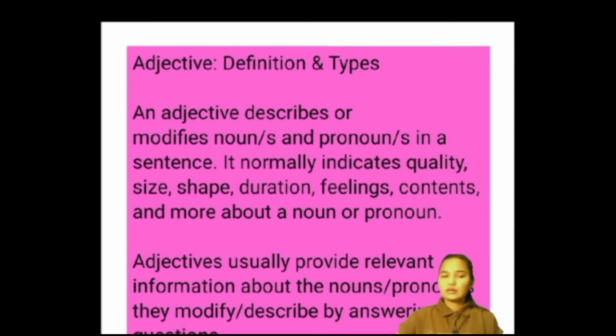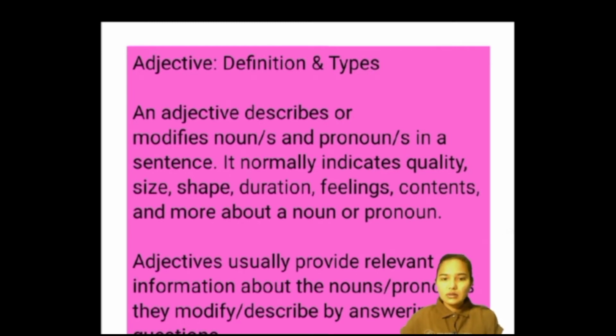Now let us see what an adjective is. An adjective describes or modifies nouns or pronouns in a sentence. It normally indicates quality, size, shape, duration, feeling, contents, and more about a noun or pronoun. What does it mean that an adjective modifies? It describes the noun or the pronoun, on the basis of size, shape, duration, quality, contents, and more.